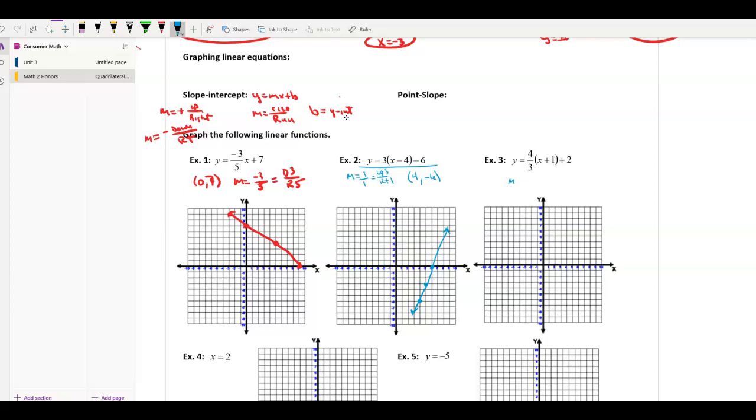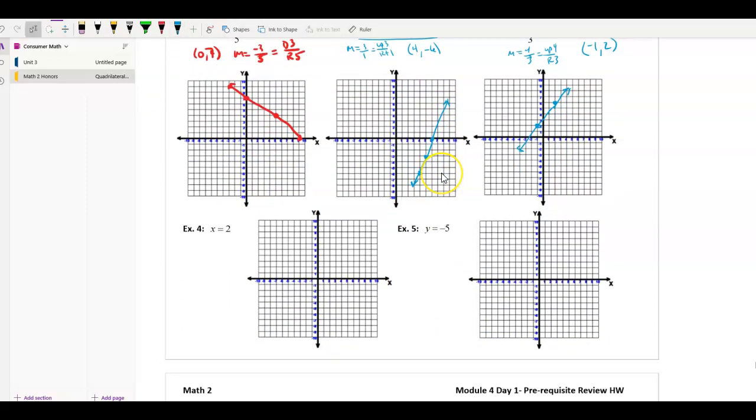The next one, my slope is 4/3. So that tells me I'm going to go up 4, right 3, and then my ordered pair, the point I'm going to start with is the opposite of 1 is -1, and 2. So I'm going to plot (-1, 2). Then my slope tells me to go up from there, up 1, 2, 3, 4, over 1, 2, 3. And now I can graph my line.